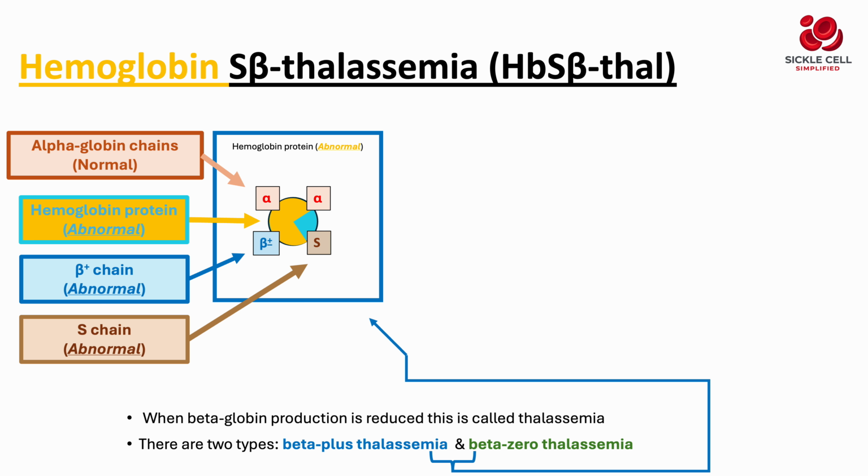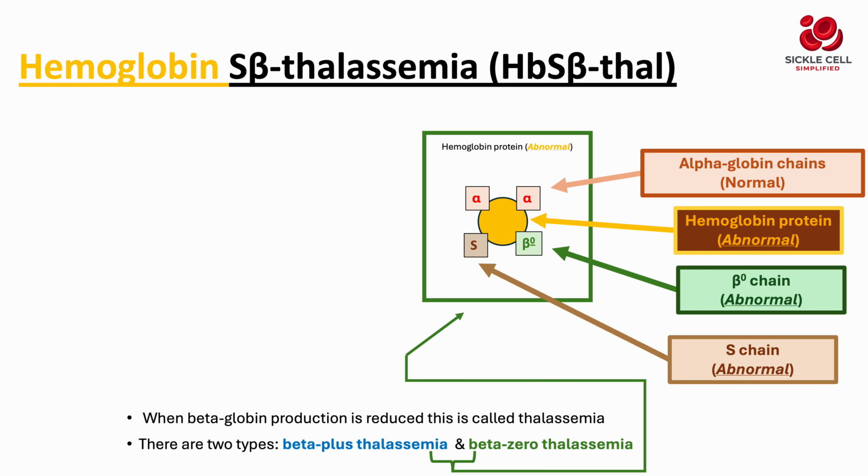So there are 2 types of hemoglobin Sβ thalassemia. The first one I'll mention is hemoglobin Sβ+ thalassemia. So here we have 2 alpha globin chains, our abnormal hemoglobin protein, and then we have 1 beta plus chain, and then we have another S chain. The other type of hemoglobin Sβ thalassemia is hemoglobin Sβ0 thalassemia. Very similar names, but here we're going to still have our 2 alpha globin chains, a hemoglobin protein, and then the difference is the beta thalassemia chain here is beta 0, and we still have our hemoglobin S chain.